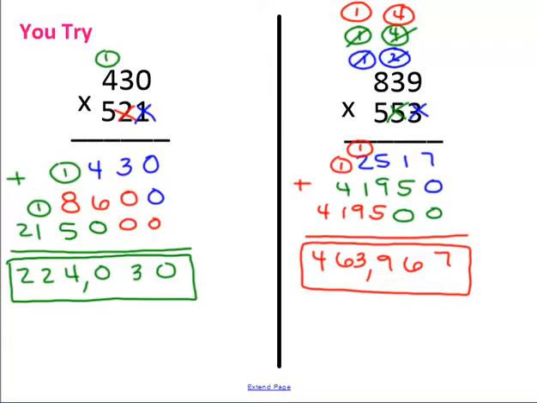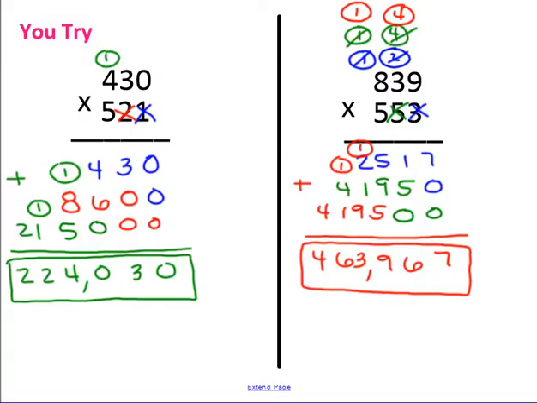And so standard algorithm is really nice because when you're checking your work, it's really easy to see where you went wrong. For the next one, 839 times 553. For the first row, you should have gotten 2517. For the second row, you have a 0 at the end as a placeholder, and then you have 4195, and that's for multiplying that middle 5 there.